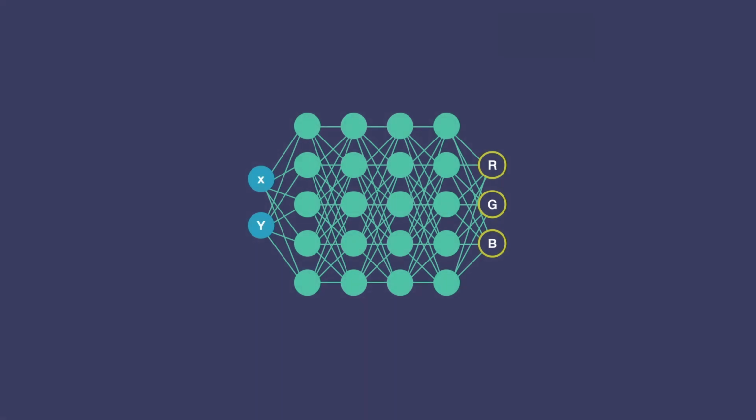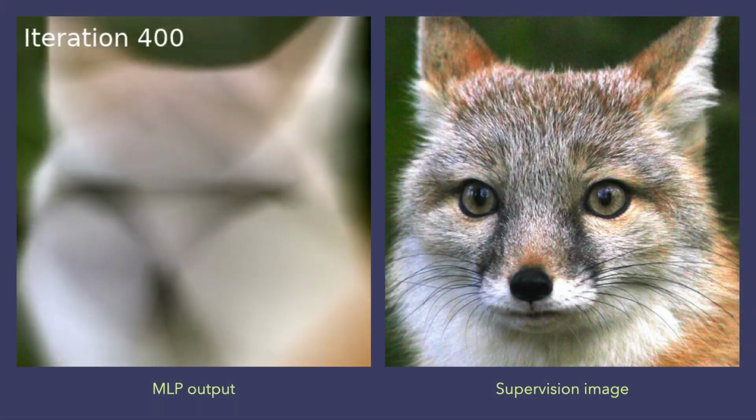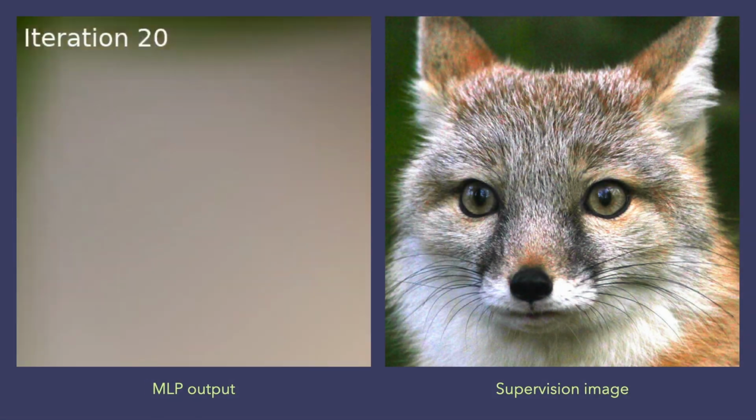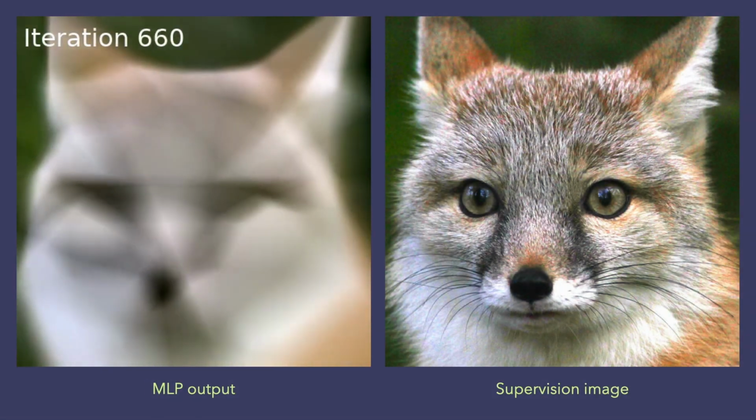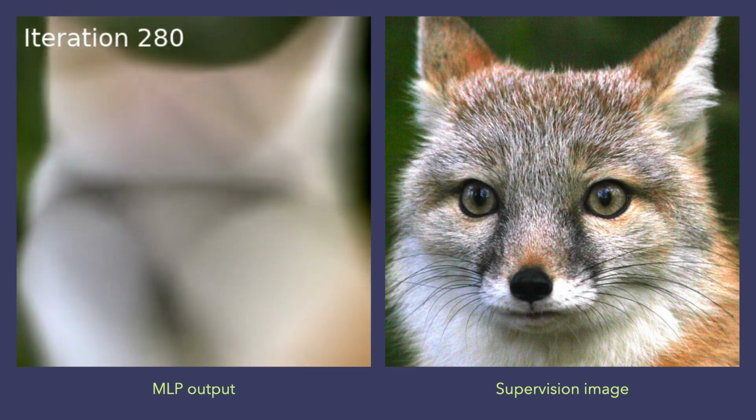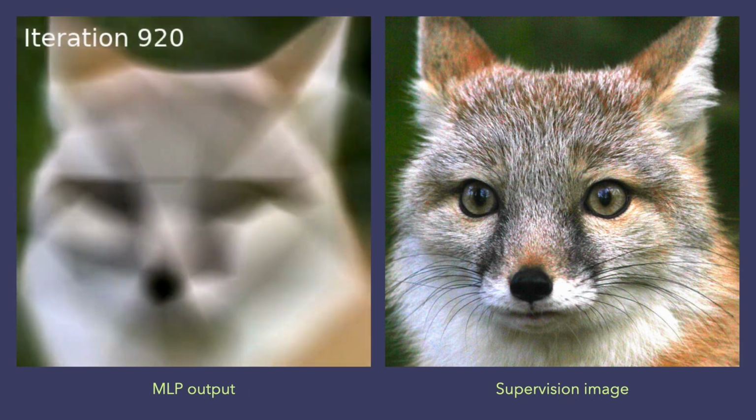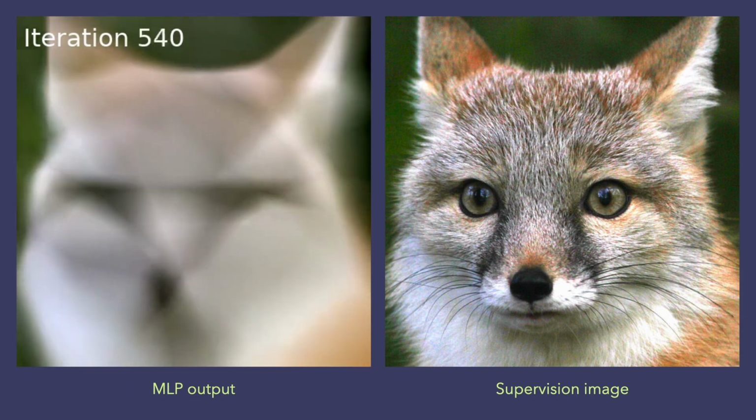A simple example of this sort of network is just using an MLP to represent an image. Here, the input to the network is just a single 2D pixel coordinate, and the output is a single RGB color. Here's what training looks like if you try to train that sort of MLP to just memorize a single image. As you can see, the network struggles to recover high-frequency details in the image, even though the MLP has more weights than there are pixels in the image.